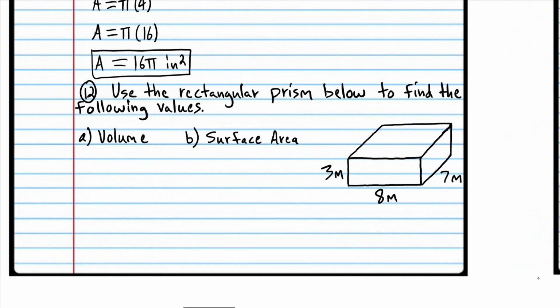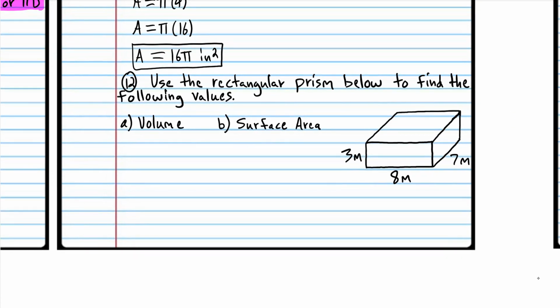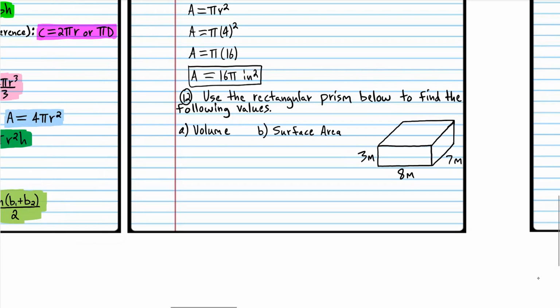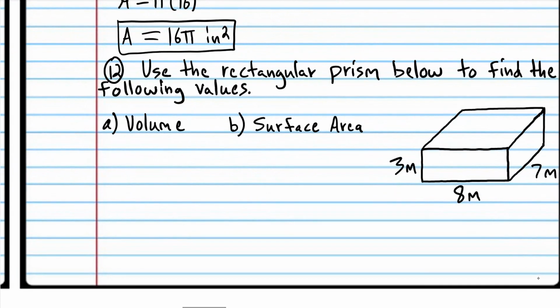Okay, so number 12, let's try one more of these before you try one on your own. It says use the rectangular prism below to find the following values. So we have a rectangular prism. We need to go to this yellow formula that tells us the surface area. And then if we want the volume, we go to the blue formula. So the volume of a rectangular prism is equal to length times width times height.